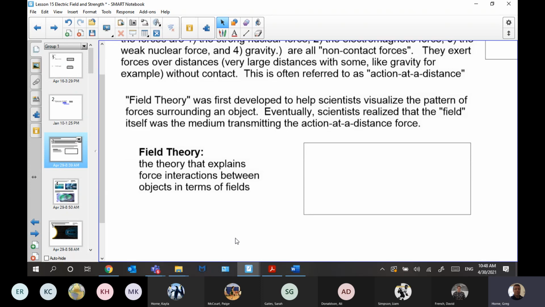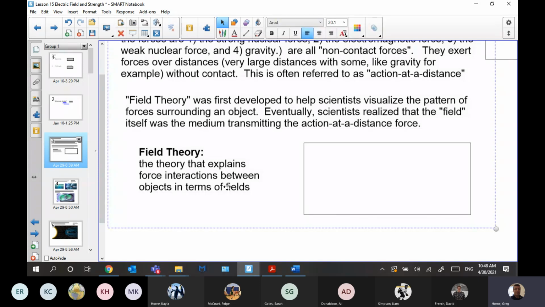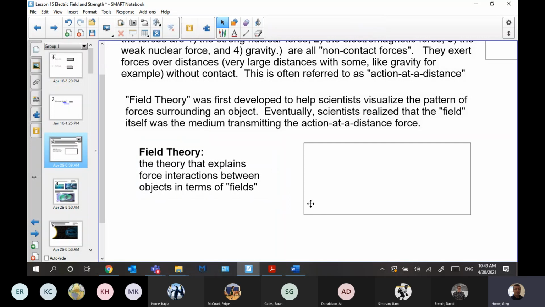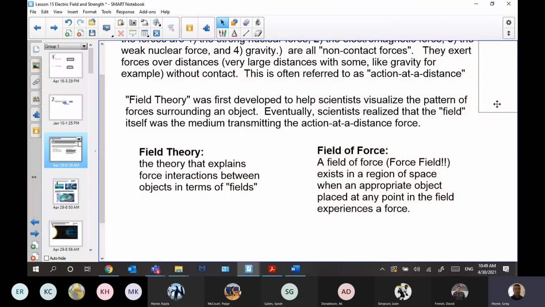So field theory, just to summarize what I just said, is the theory that explains force interactions or attractions and repulsions between objects in terms of fields. So I feel like maybe this could be in quotations here, in terms of fields, right? A field of force, or in other words, a force field, exists in a region of space when an appropriate object placed at any point in that field experiences a force.